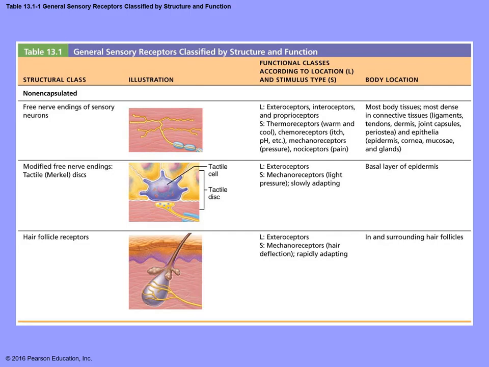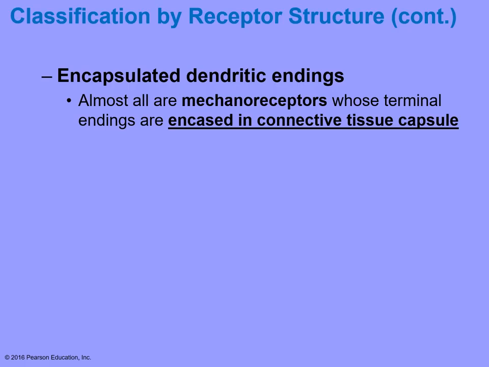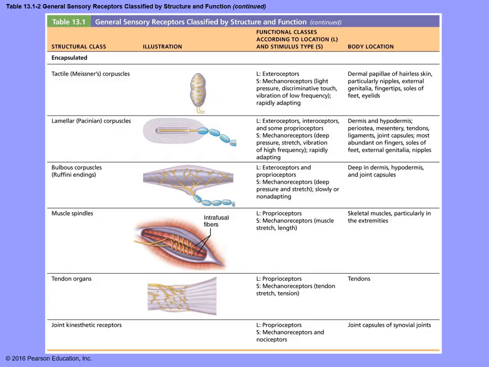And this table is showing an example of some of the receptors as they're classified by structure and function. Showing some of your non-encapsulated here, like your free nerve endings, some modified free nerve endings, your hair follicle. The encapsulated endings, or encapsulated dendrites, basically. Almost all of those are mechanoreceptors. And as the name implies, they are encapsulated. So this will include things such as your Meissner's corpuscles, Pacinian lamellar corpuscles, Bulbous corpuscles, your muscle spindles.